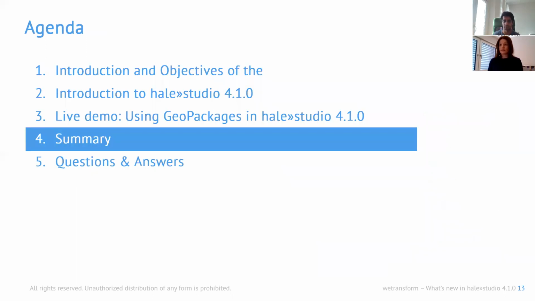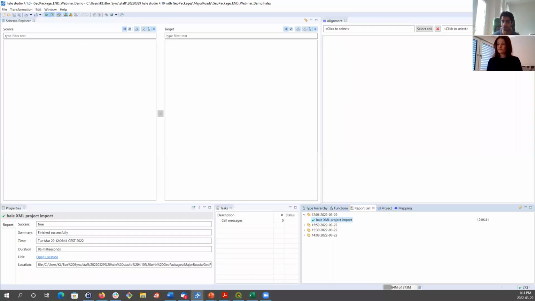Okay, and with that, I think I will launch into the demo unless there's any questions at this point. There was one question already. Why is there a specific export to SQLite instead of a generic export to JDBC, which would support any database?